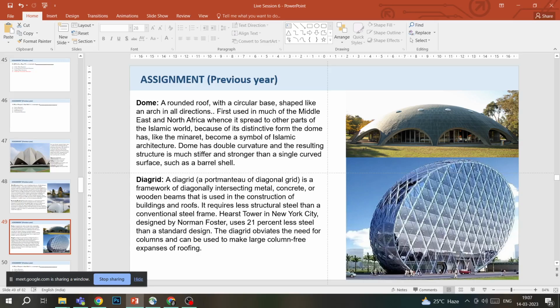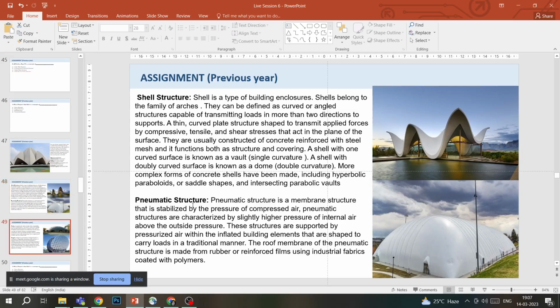It's not an orthogonal grid, it's a diagonal grid, and it is a mode of construction to support buildings and take load. It is quite good because it helps in creating spaces with longer spans, and it uses comparatively less steel than the conventional systems. So yeah, these are the 4 types, and we have again revised how all these 4 things look.